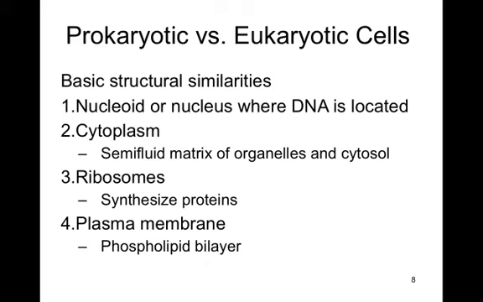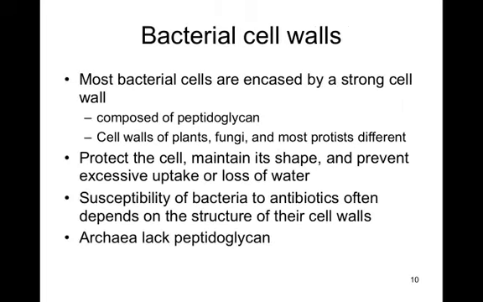Prokaryotic cells have a cell wall outside of that plasma membrane. Bacterial cell walls are composed of peptidoglycan, whereas the cell walls of plants and fungi are composed of different sorts of materials. But peptidoglycan is what you need to remember about bacterial cell walls. They protect the cell and maintain its shape, as well as preventing excessive uptake or loss of water. Both bacteria and archaea have these cell walls, although they're slightly different.